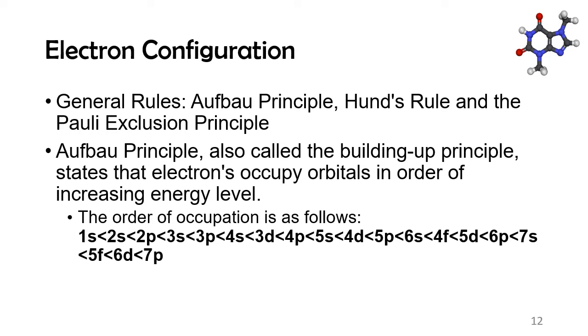So this principle states that electrons occupy orbitals in order of increasing energy level. Following this rule, the order of filling up of orbitals starts with energy level 1 up to energy level 7. Each level contains a sequence of the orbitals s, p, d, and f.